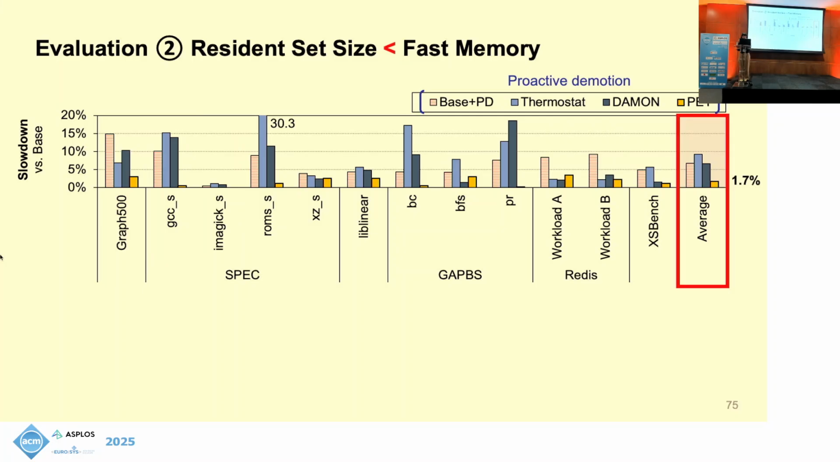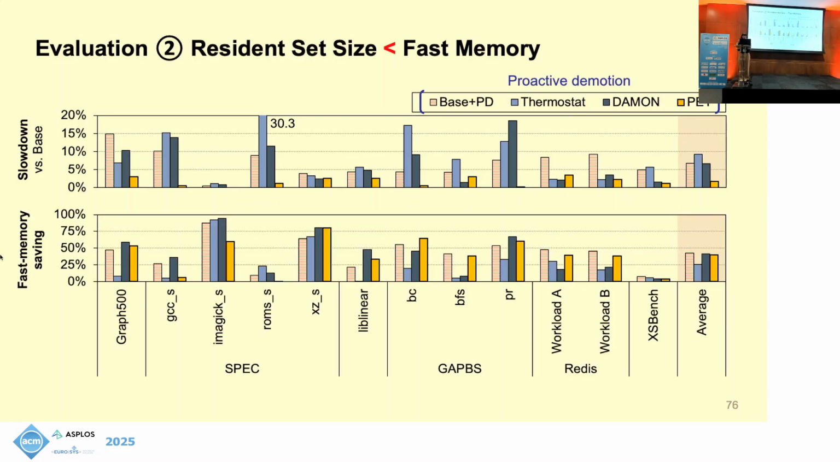Consequently, PET shows the lowest slowdown on most of the benchmarks and achieves 1.7% slowdown on average. The bottom graph shows the fast memory saving ratio compared to Base. PET saves 39.8% of the fast memory on average.